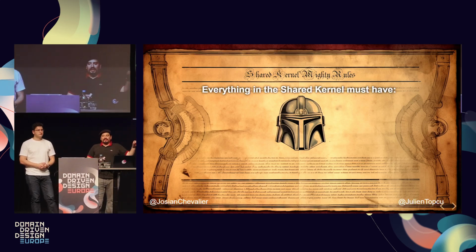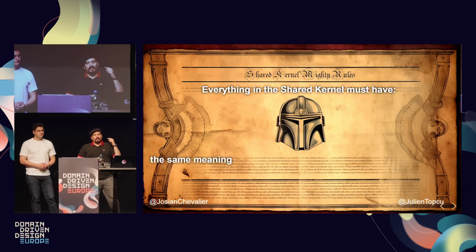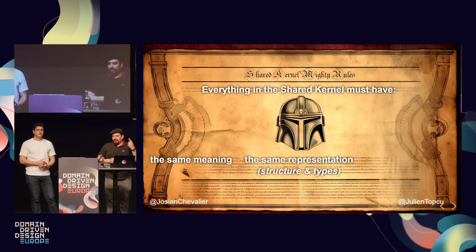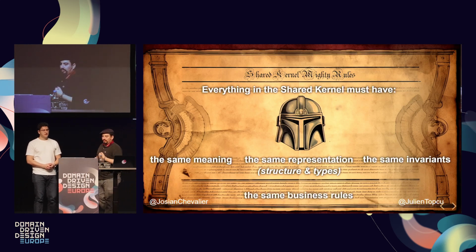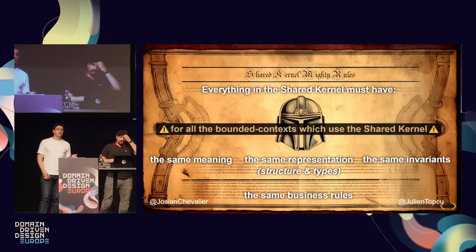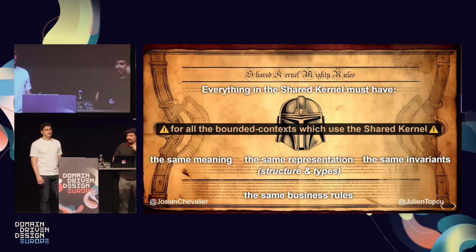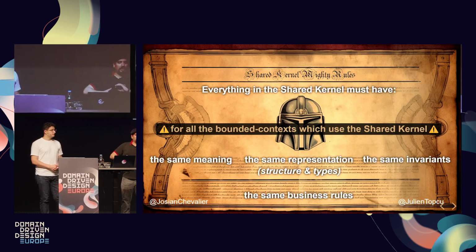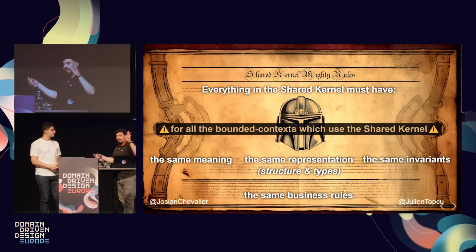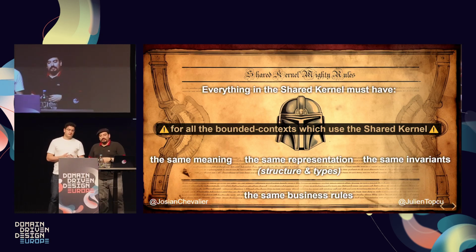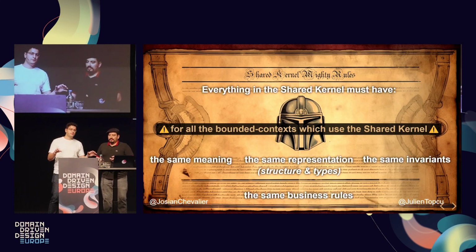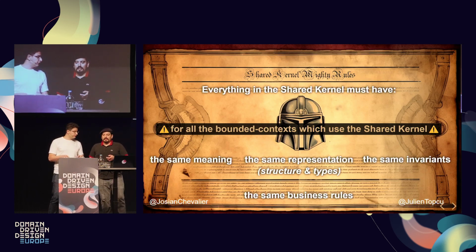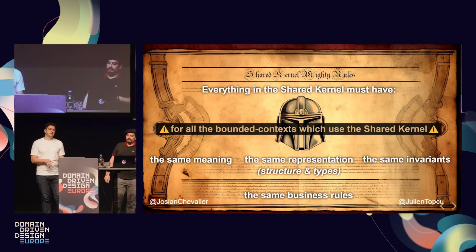Everything that is inside the shared kernel must have exactly the same meaning, the same representation regarding the structure and the types, the same invariants, the same business rules. And this must be true for every single bounded context that is using the shared kernel. Yes, otherwise you will create coupling, right? And you will contaminate other bounded contexts through the shared kernel. And yeah, it can be a little difficult to really enforce this if you don't have a good level of ownership of every single bounded context using the same shared kernel.